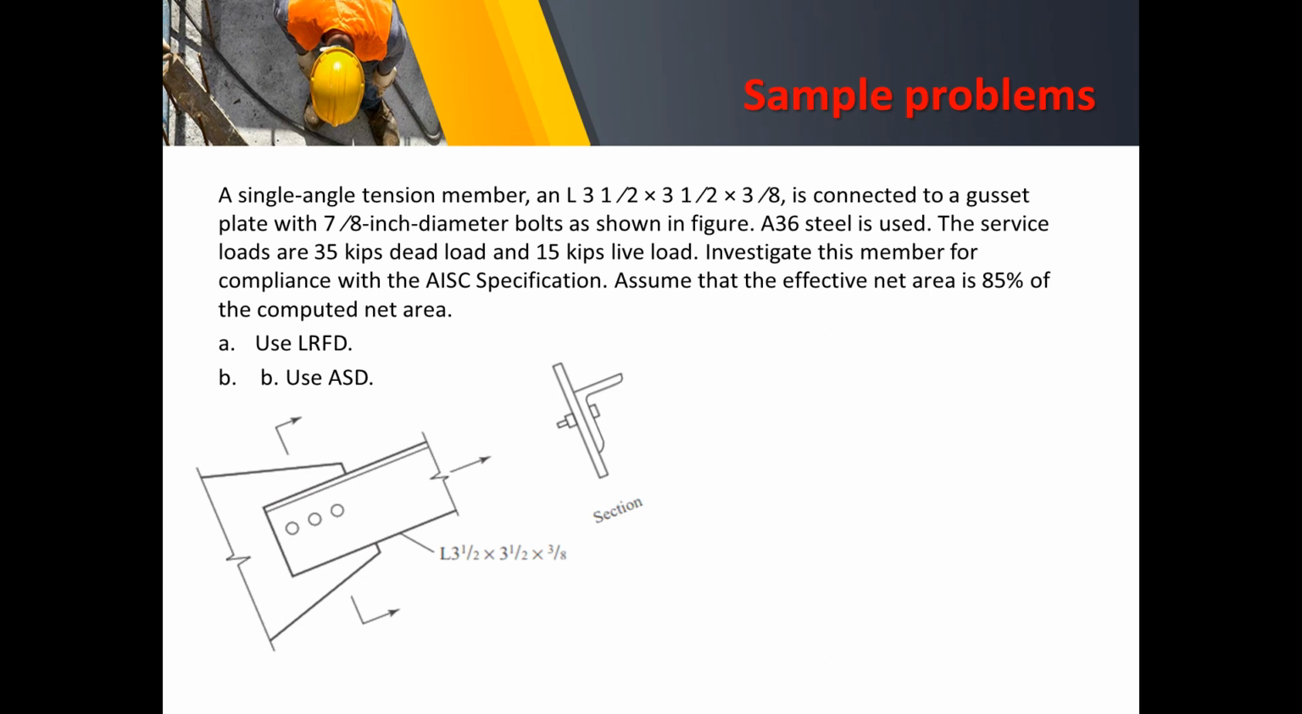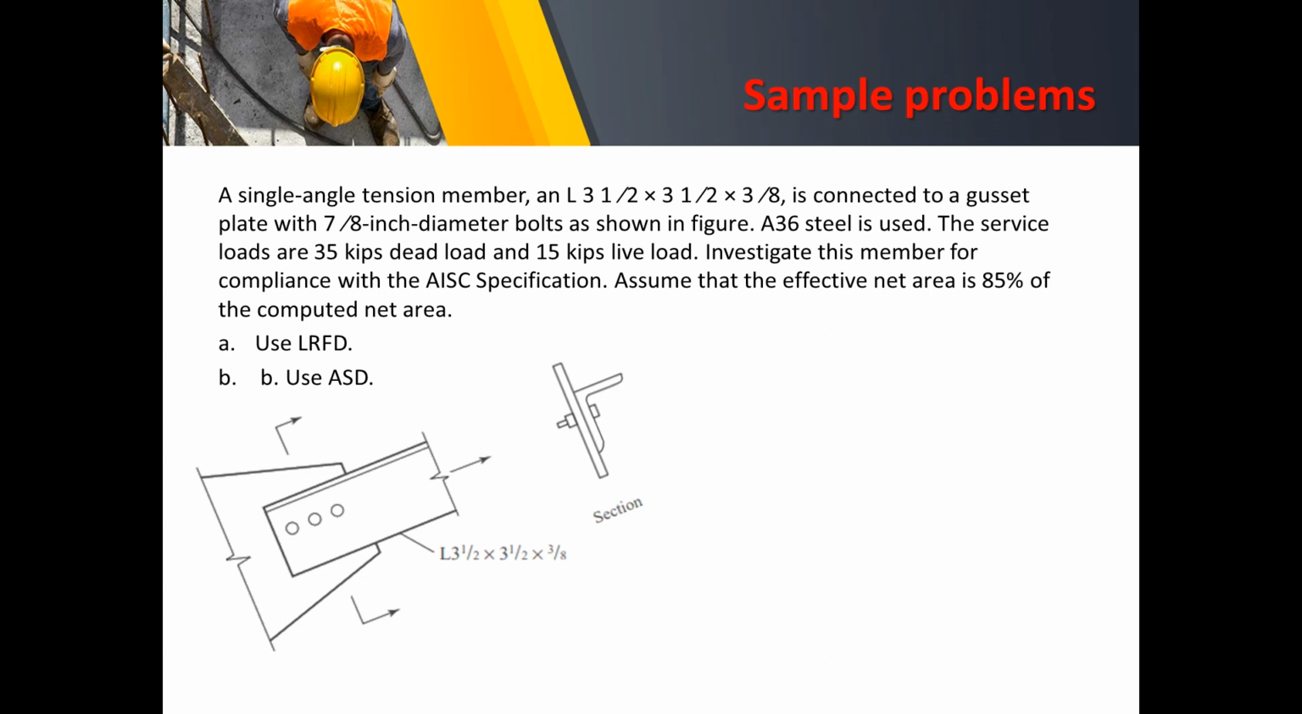The service load is 35 kips for dead load and 15 kips for live load. Our task is to investigate this member for compliance with the AISC specifications. Assume that the effective net area is 85% of the computed net area.